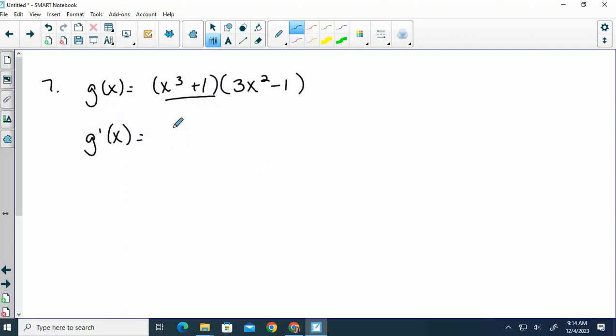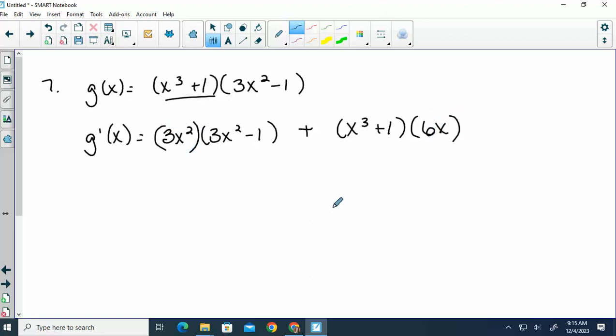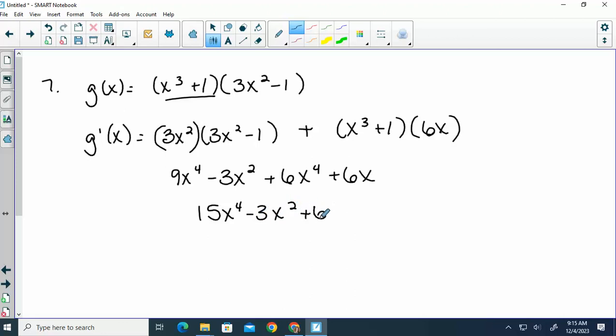So derivative of the first, derivative of x cubed plus 1 is 3x squared times the second. The first times derivative of the second. Derivative of 3x squared is 6x. At this point, it's pretty easy to go ahead and simplify a little bit. We distribute. So then we get 15x to the fourth minus 3x squared plus 6x.